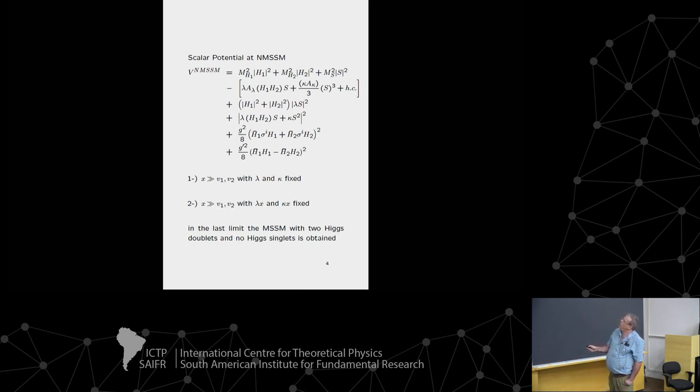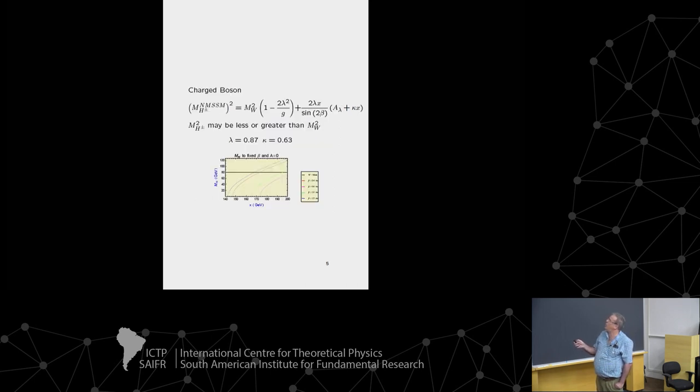In this model, when you fix lambda times t and k times t, we recover in this case the results as you get in the MSSM. I will present very, very briefly the main results without the derivation.